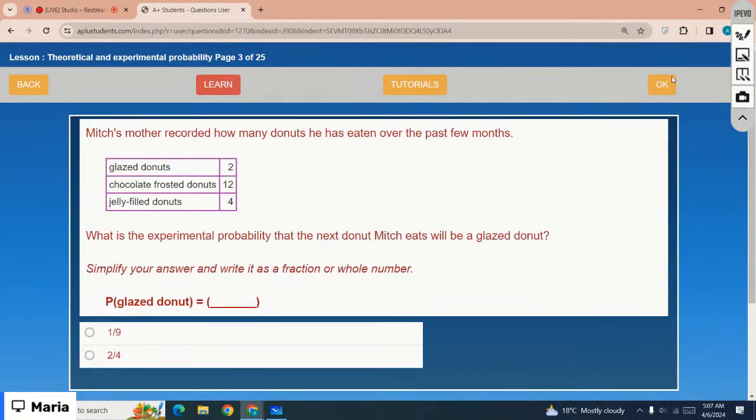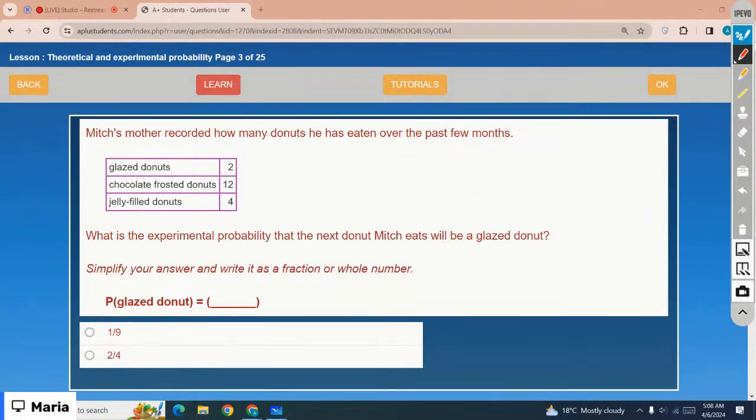The next one is Mitch's mother recorded how many donuts he has eaten over the past few months. Glazed donuts 2, chocolate frosted donuts 12, and jelly filled donuts 4. What is the experimental probability that the next donut Mitch eats will be a glazed donut? First thing is we need to calculate the total donuts. 12 and 4 is 16 and 2 is 18. That means the total outcomes are 18.